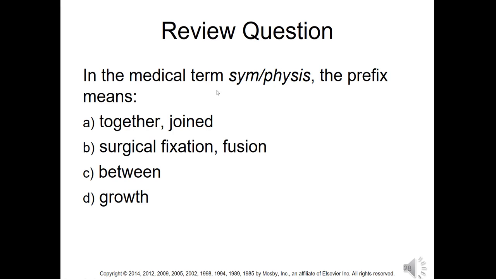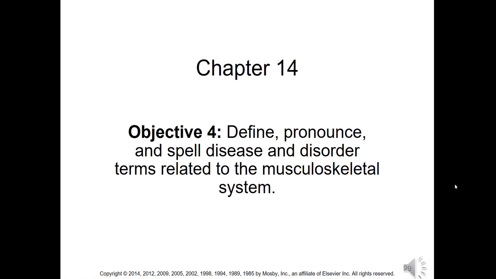All right, so in this medical term, symphysis, the prefix is sim, and we just learned that sim means together or joined. Physis is the growth of something. So this is joint growth or growing together. And so a pubic symphysis is a growing together of the pubic bones.